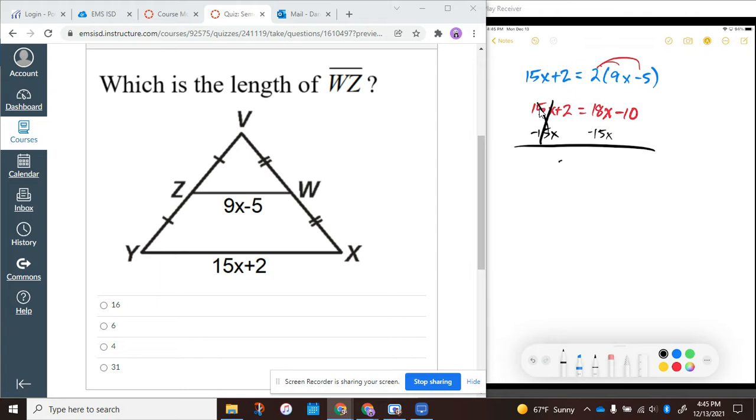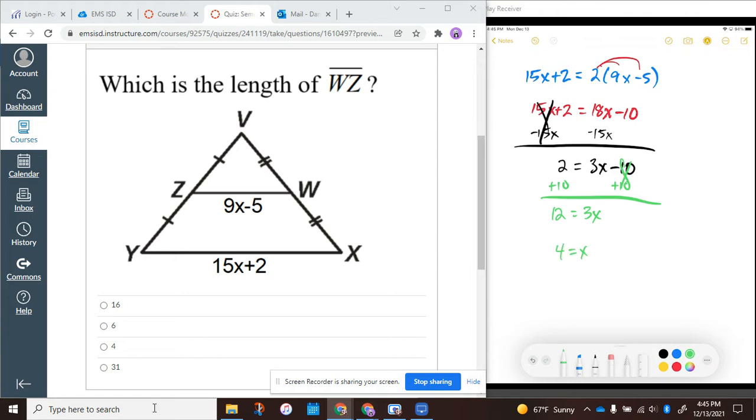That side goes away, and all we have left is the positive 2. On this side, 18x minus 15x is 3x, and we still have that minus 10. Now I want to get rid of that 10, so we add 10 on both sides. That goes away. 12 equals 3x, and you can just divide. It's pretty simple. x is equal to 4.